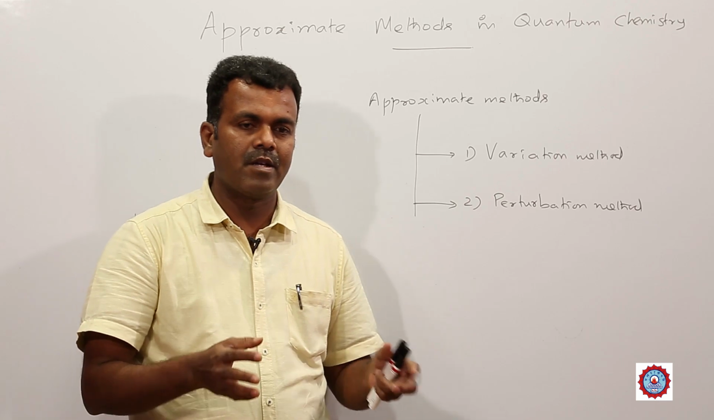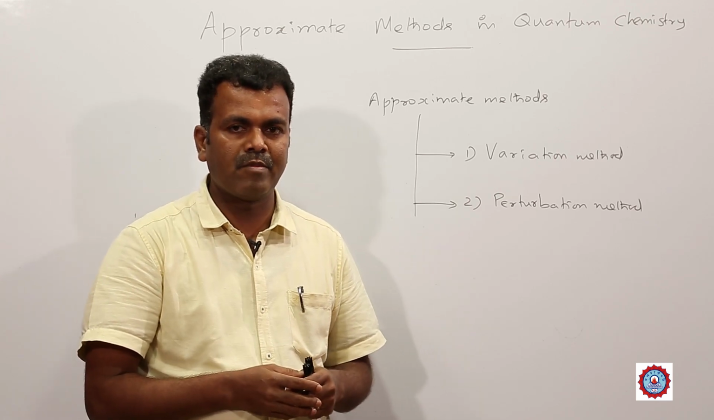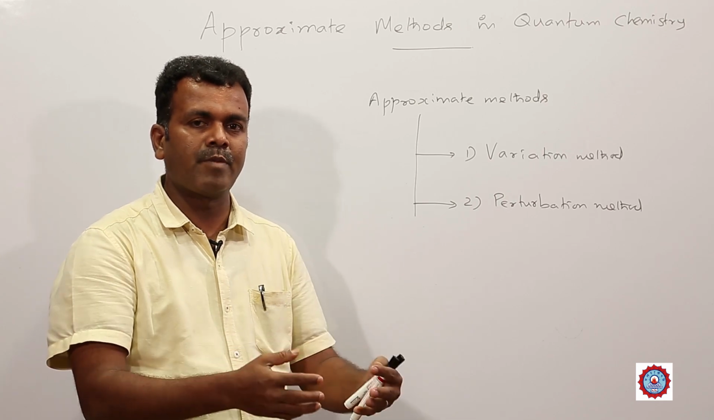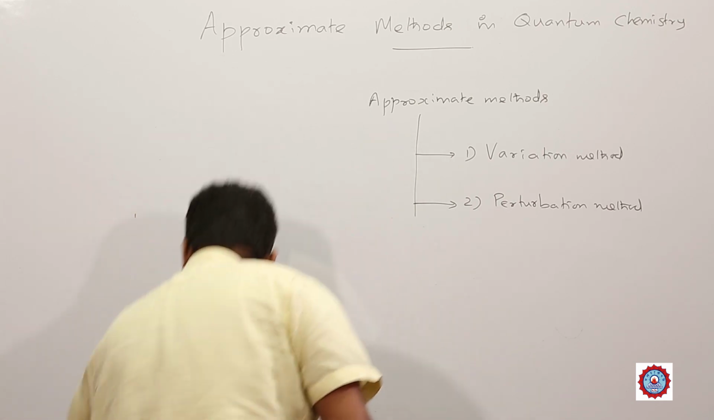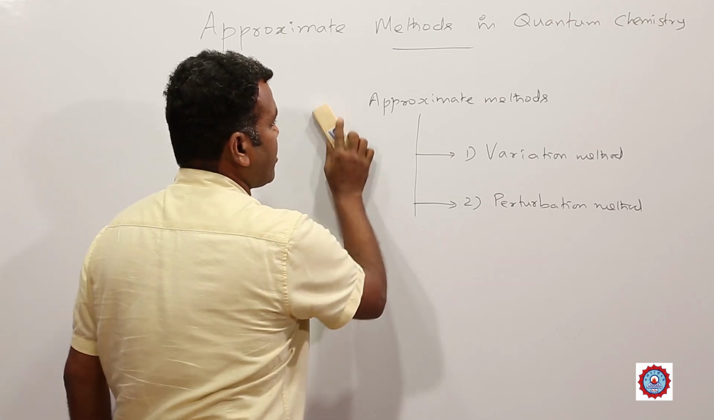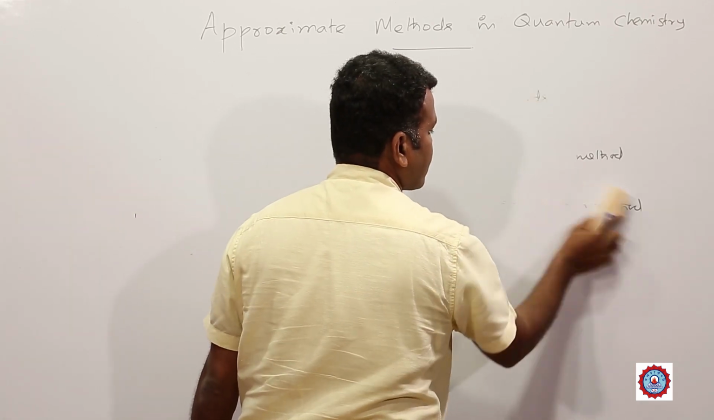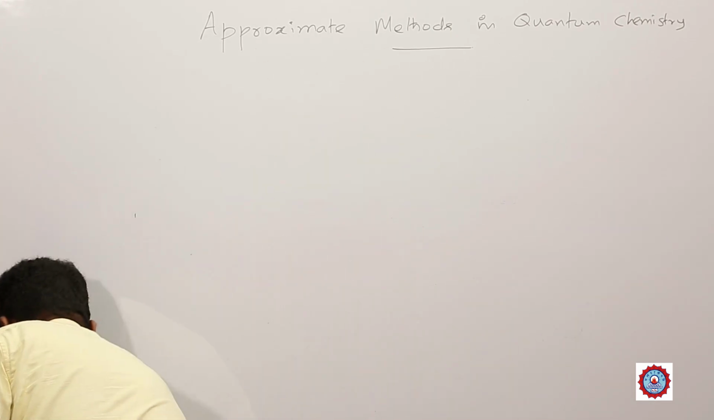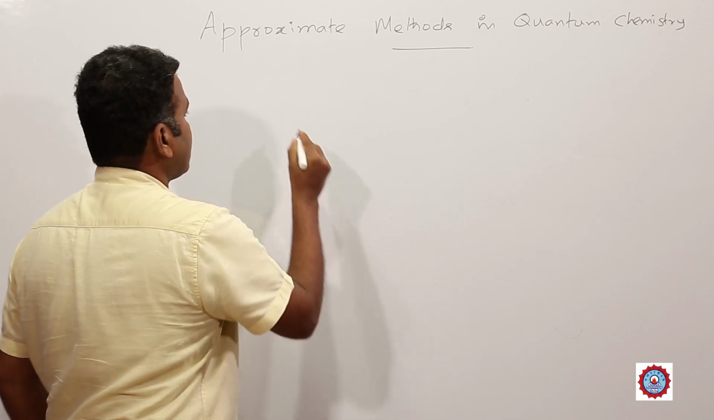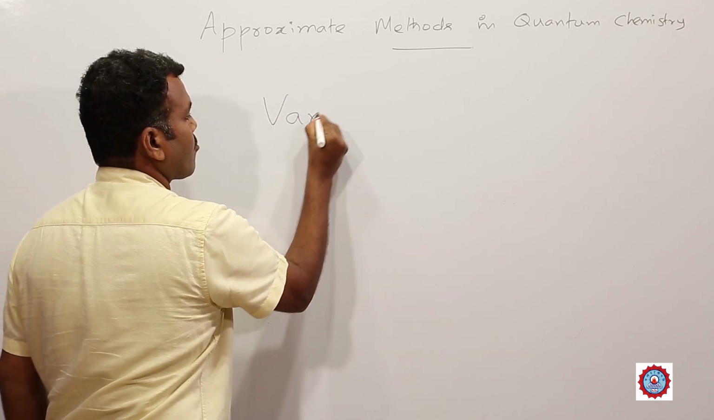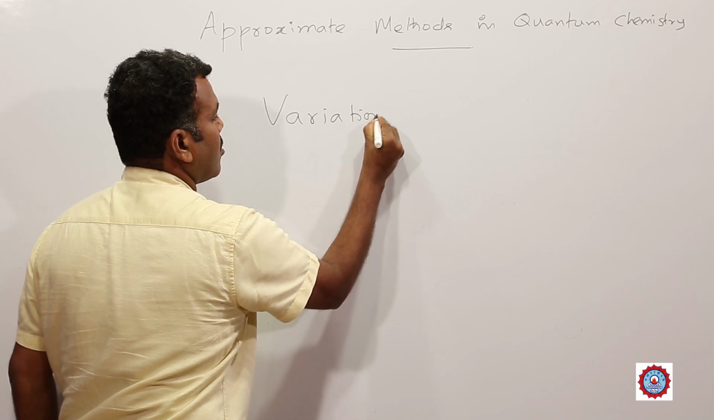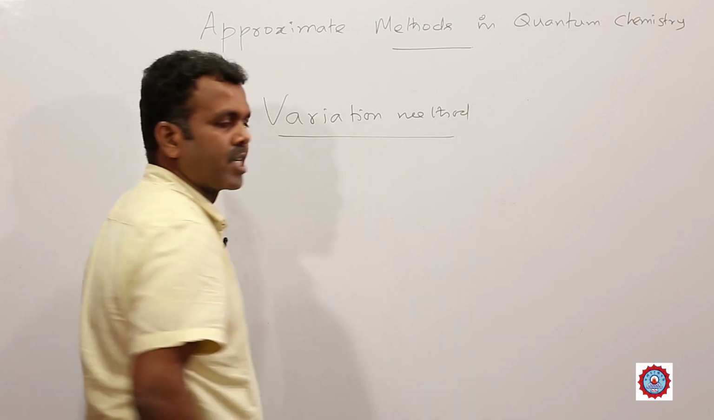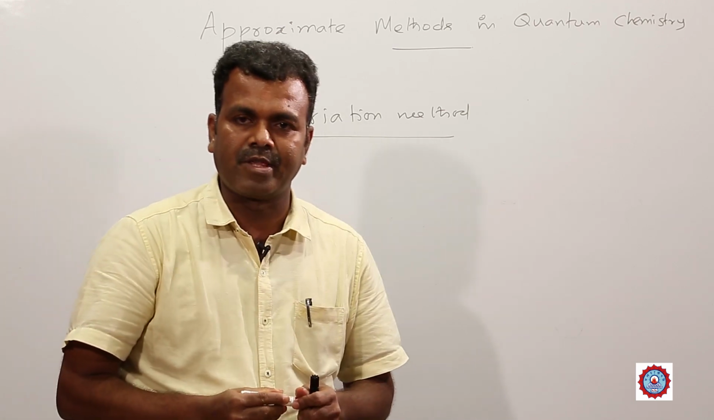I will give you the steps we should follow in a variation method, how to calculate energy, and how to compare that energy with the experimental result. So, let me start with the variation method first. Variation method. What are the steps we should follow in the variation method?